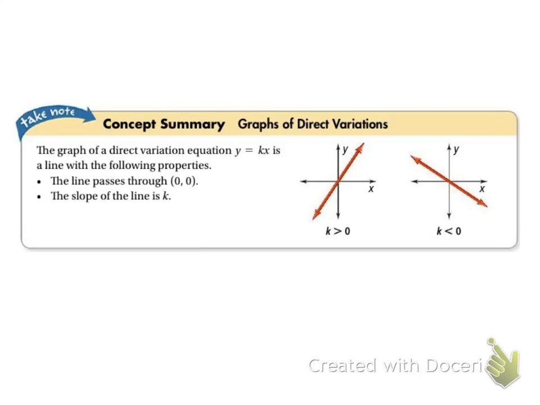You should remember this from our last section. If k is bigger than 0, so if k is positive, it is a positive slope and it's going this direction. If k is less than 0, so it's a negative k, it's a negative slope and it's going that direction.